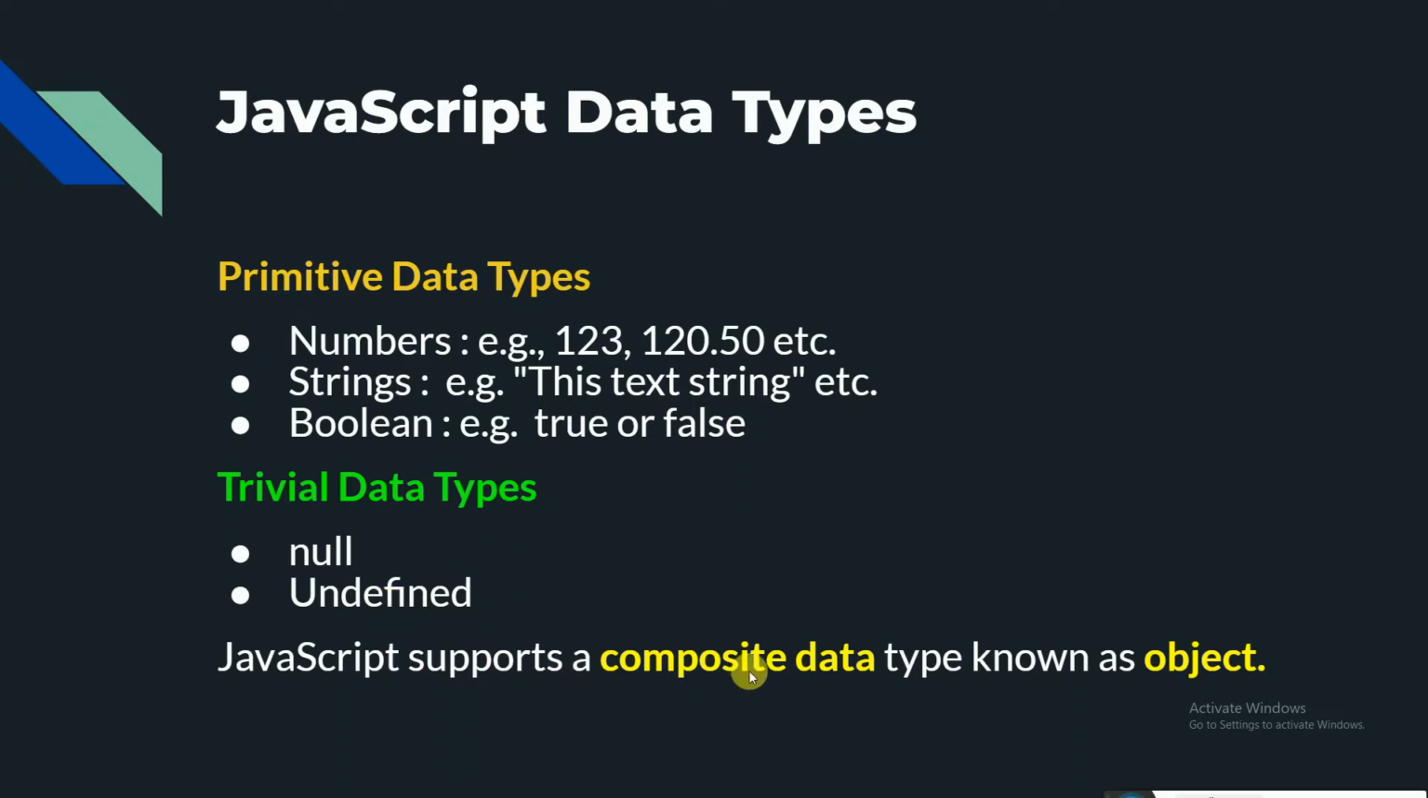JavaScript also supports a composite data type, which is known as object. We will learn this later.